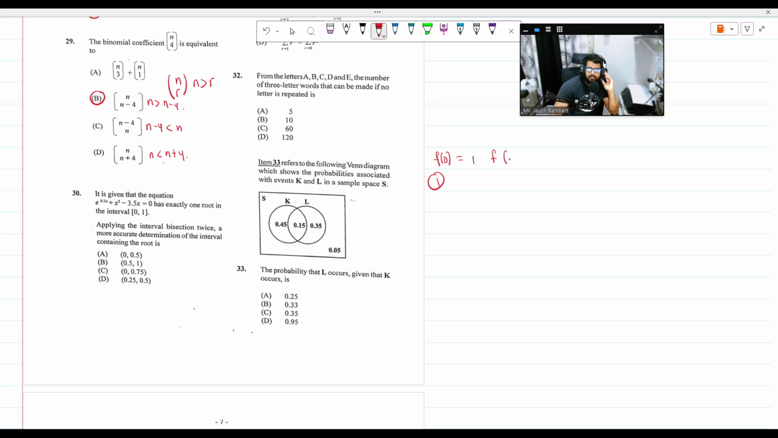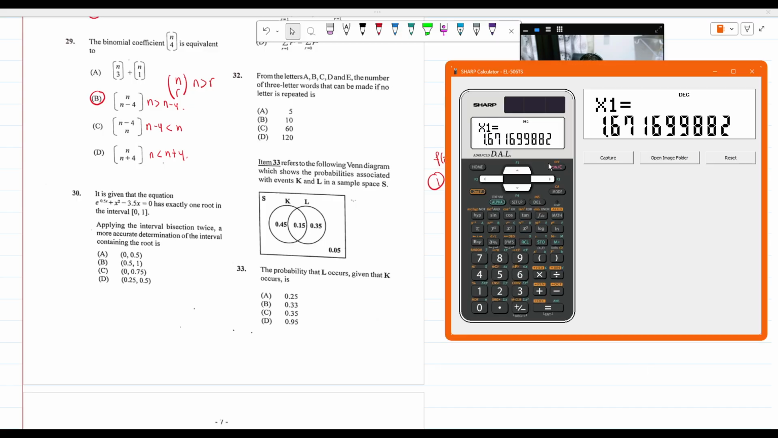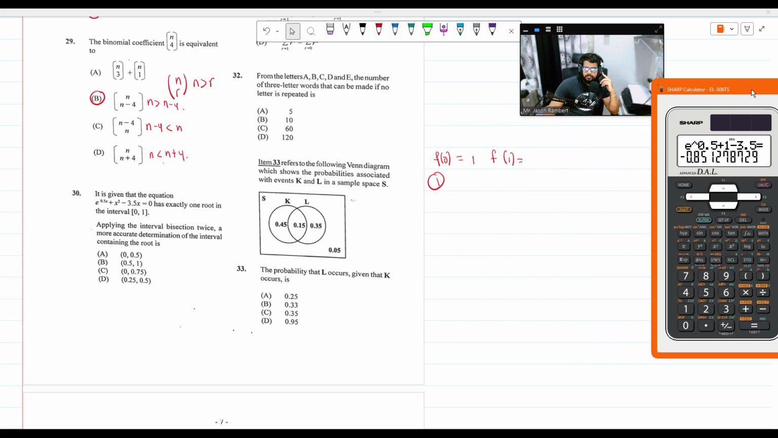And f of 1, we have to work that out. Let me check and see. e to the power 0.5 plus 1 squared is 1, take away 3.5, negative 0.85. So the first bisection is going to be half of 0 and 1, which is a half.